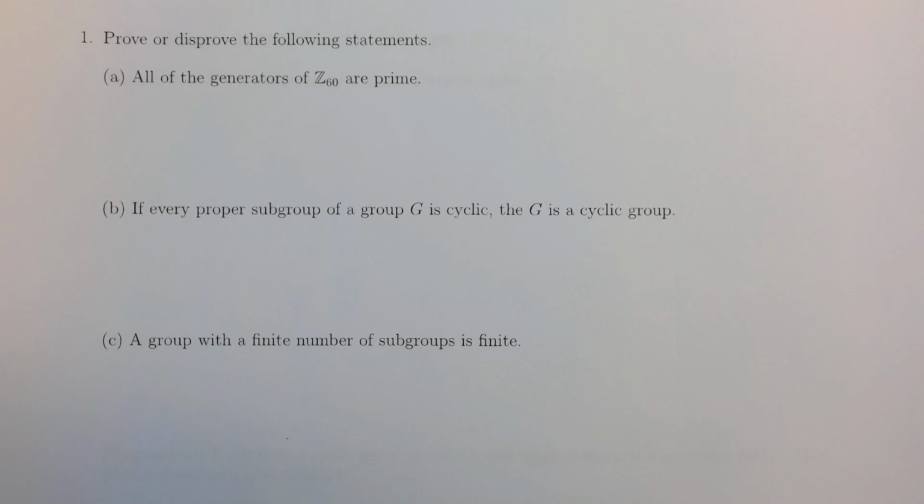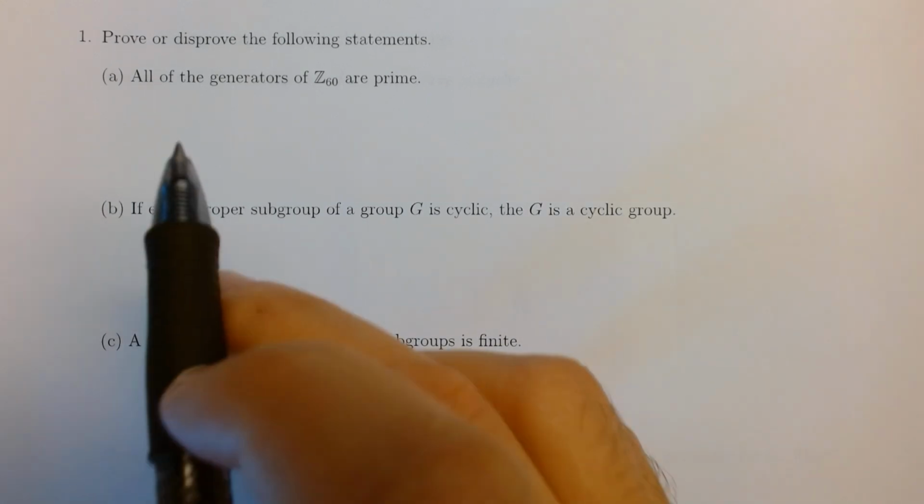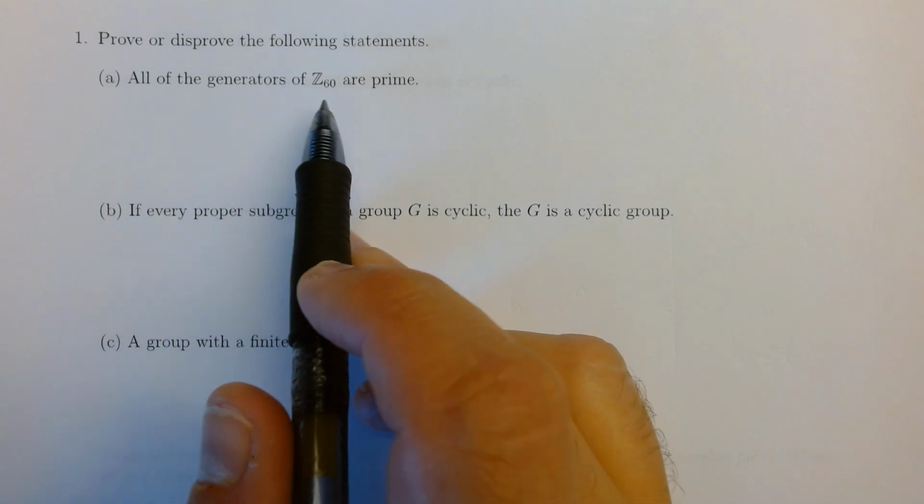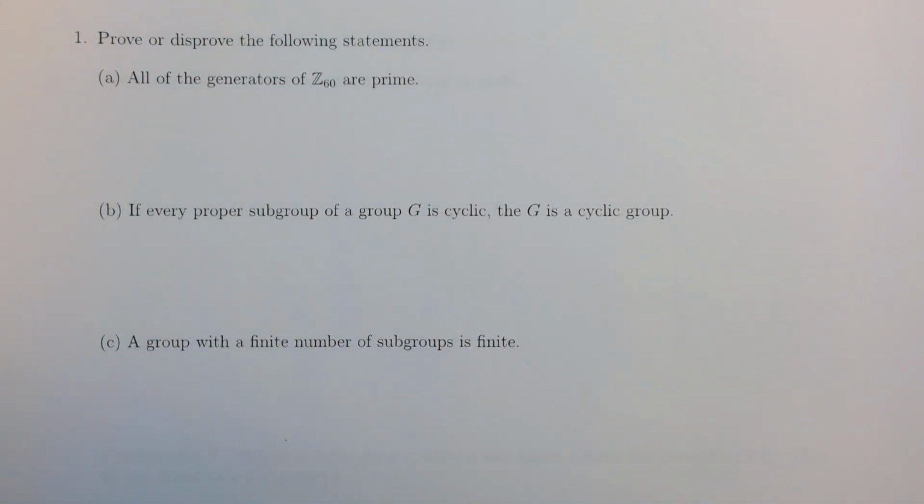Next, we have a couple of statements that we'd like to either prove or disprove, and try to get some intuition on them first before you decide which direction to go. Let's take a look at the first one. All of the generators of Z60 are prime. So certainly prime numbers would generate it, but all we really need is something relatively prime to 60 to generate Z60.